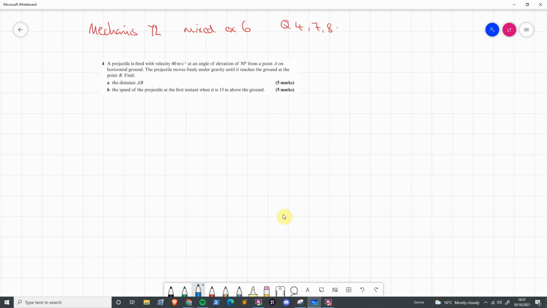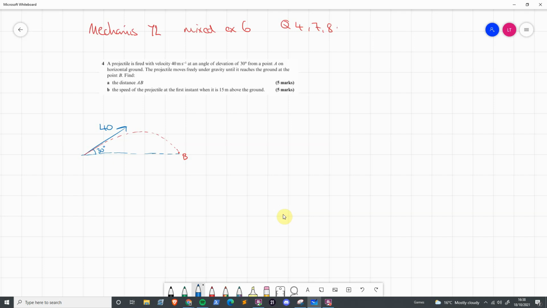So this one, a projectile is fired with a velocity of 40 meters per second at an angle of 30 degrees. Let's get a diagram drawn for this. The projectile moves freely under gravity until it reaches the ground at point B. So the motion of the ball is going to go something like this, and then it'll hit the ground at B.